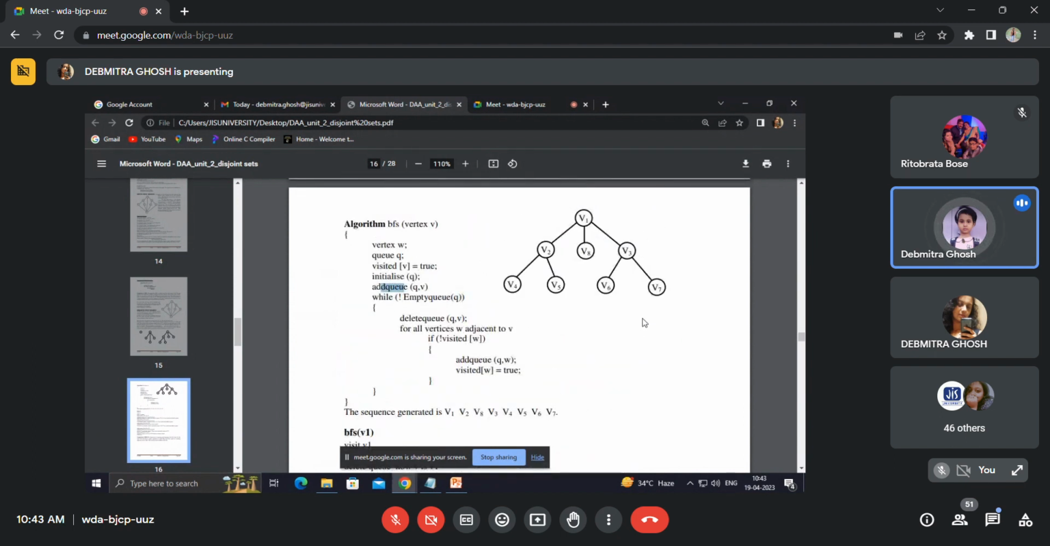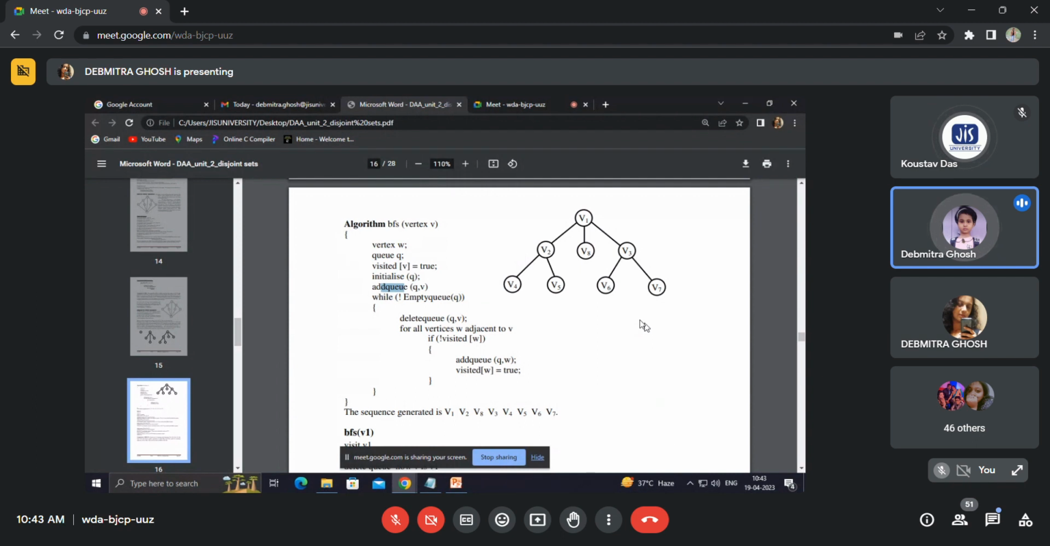Both are almost the same, but there are some small differences. Here we are giving importance to the vertex, and there we were giving importance somehow to the edge. Clear now? Yes, ma'am. Good.